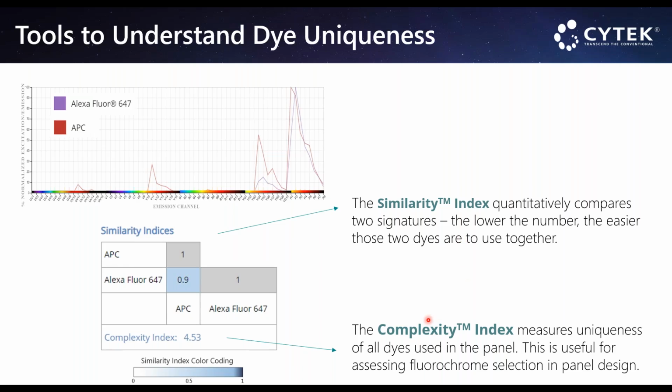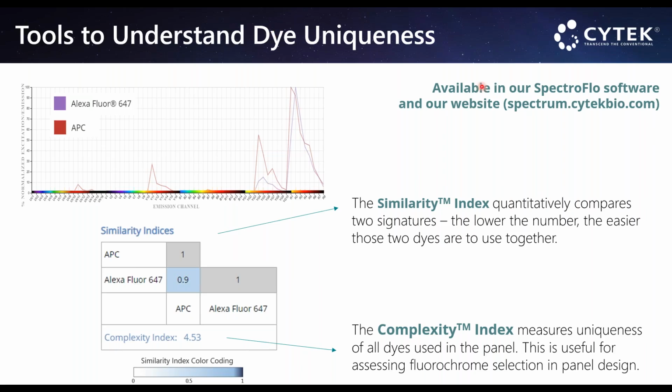And then the complexity index is a measure of the overall panel. So you're looking overall across, let's say, a 16-color panel, how do those fluorochromes interact with each other? Like I said, you can see these indices directly in SpectraFlow, and then also on our website, there is a link to the spectrum viewer where you can load these in and see how these dyes perform together. How do you expect these dyes to perform together in an assay?